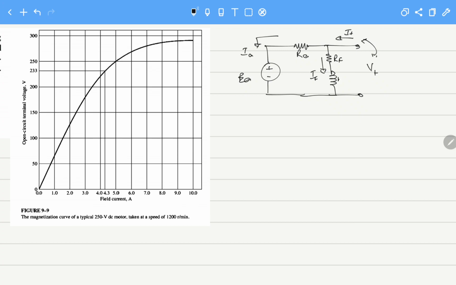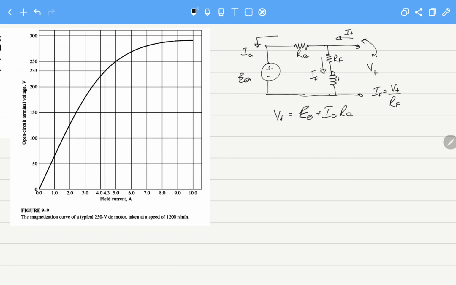And for the equations of this shunt DC motor, we can see that IF equals Vt over Rf, and for shunt motors we assume that Vt remains fixed. And what will be the equation here for EA? Sorry, it is actually Vt equals EA plus IA RA. This will be the equation for this scenario.